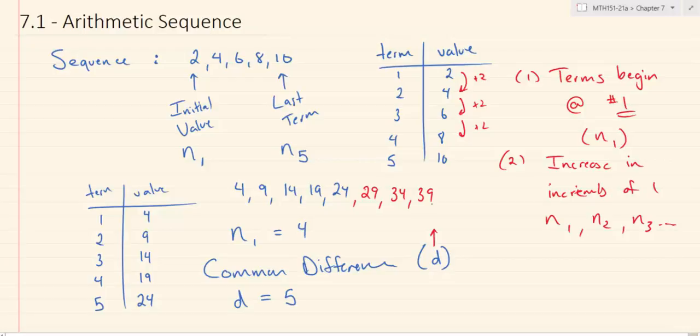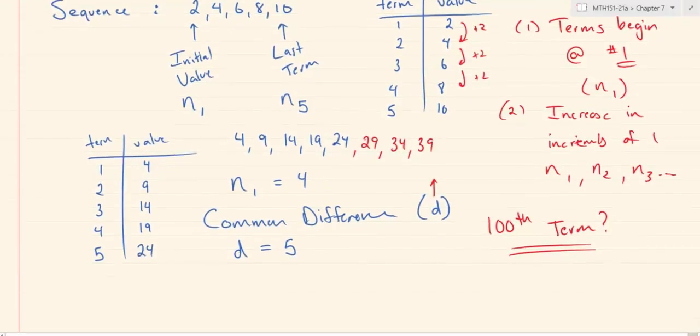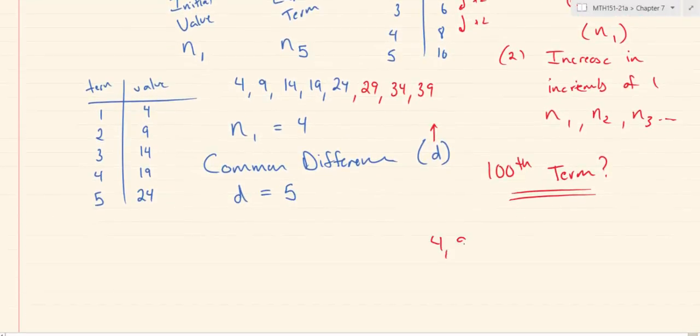So where things start getting a little bit more difficult is if I said, what is the 100th term of this sequence? So finding out the first, the second, the third term, those are pretty easy. But what's the 100th term? That's what we'd like to know. And one way that you could figure this out would be to write out all 100 terms, right? So you could start by saying, okay, 4, 9, 14, 18, 23, 28, 33, 38.